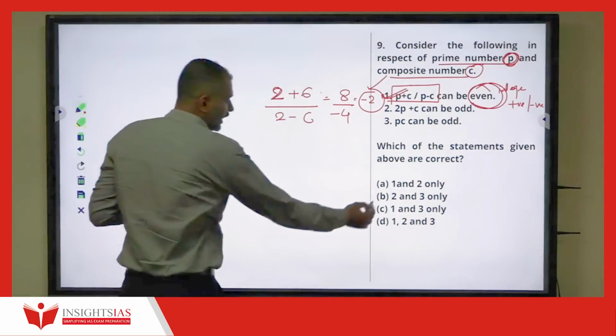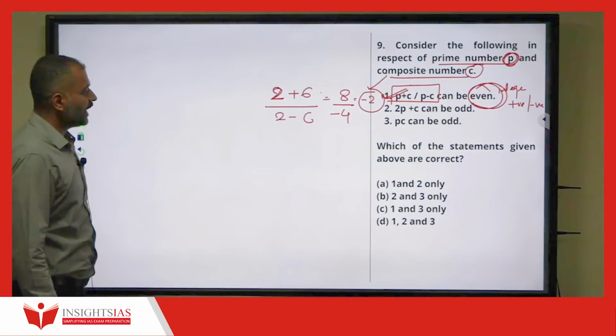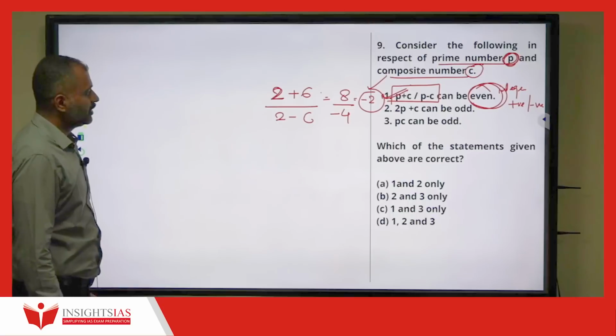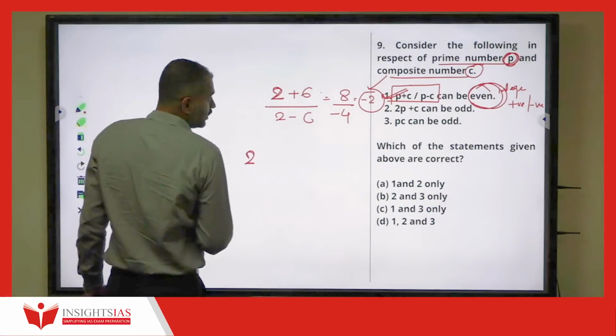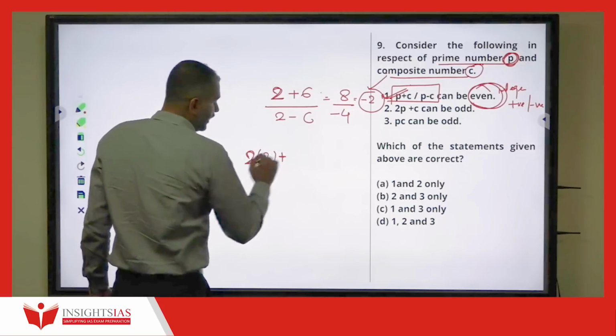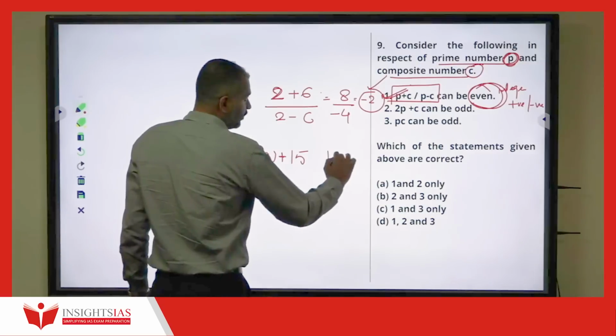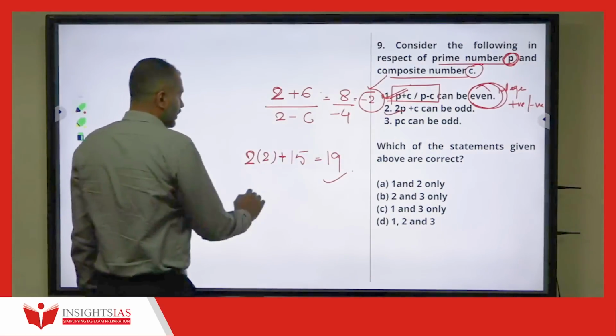If 1 is true, you can eliminate the other options here, or else we go to the next condition. 2P plus C can be odd. See, I will take 2 as the prime number and any composite number, I will take 15. So 2P plus C is equal to 19. Can it be odd? Yes, it is odd. So 2 is also true. PC can be odd.